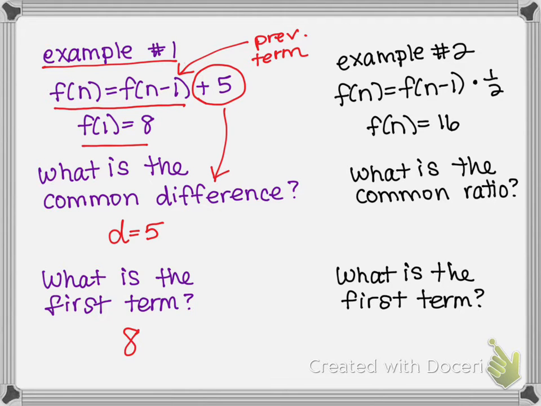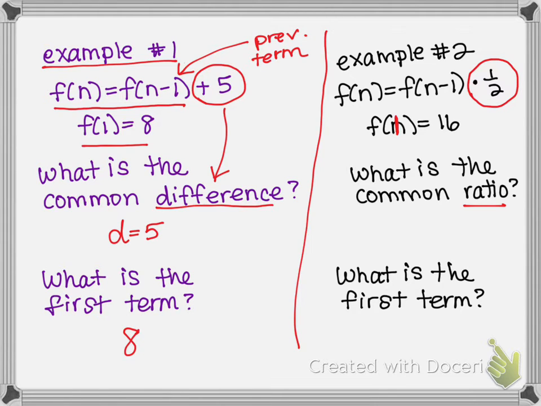Now, example 2 is pretty much the same exact thing. The only thing that's different is you'll notice that instead of a plus 5, we have a times a half. So times a half. And I apologize, this f of n should actually be f of 1. I'm so sorry about that. Okay, so times a half here. So it says, what is the common ratio? Notice the different key vocabulary that's changing here. When we say ratio, we're talking about a geometric sequence. When we see difference, we're talking about an arithmetic sequence.